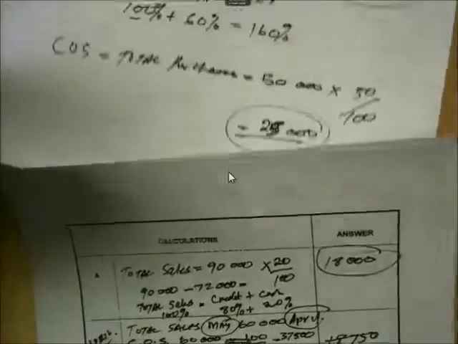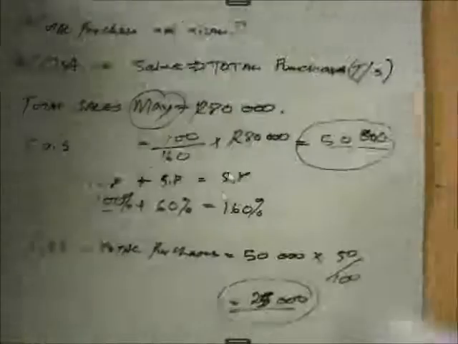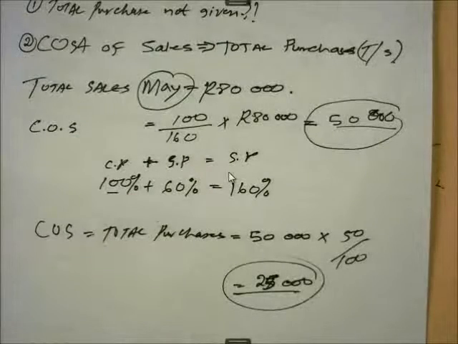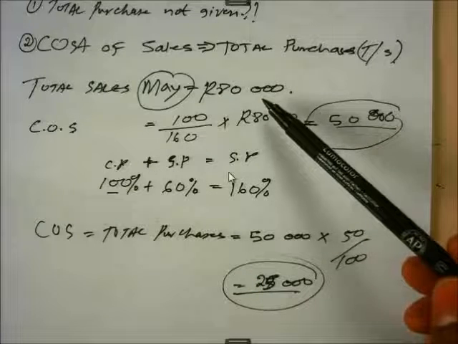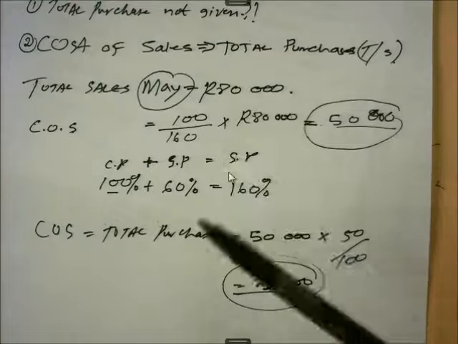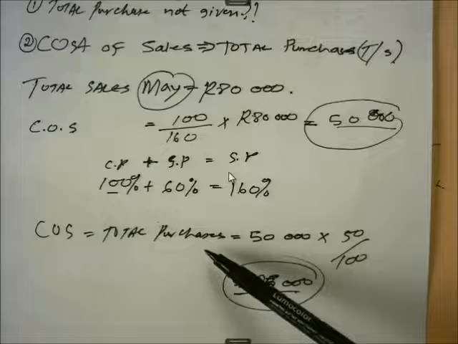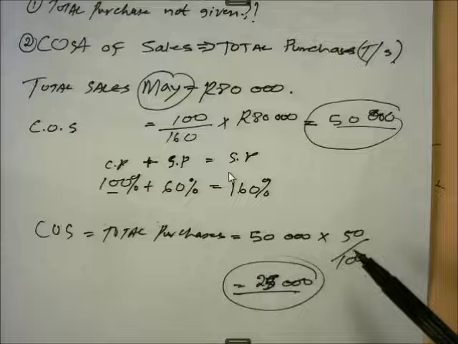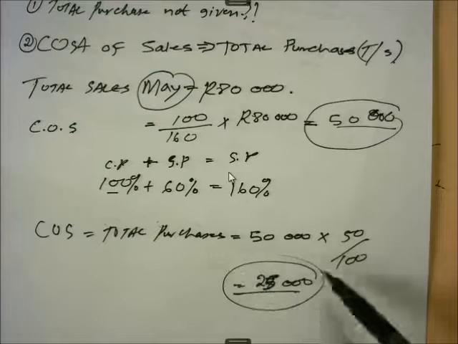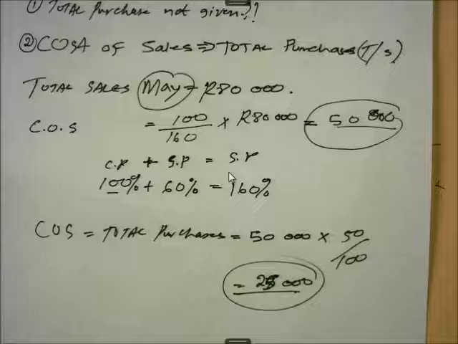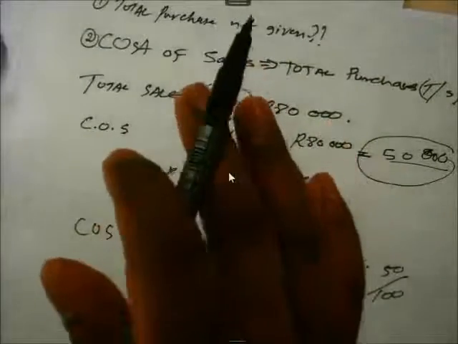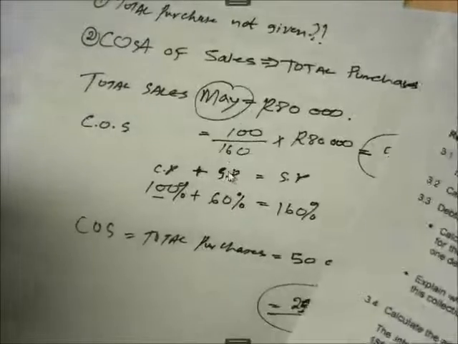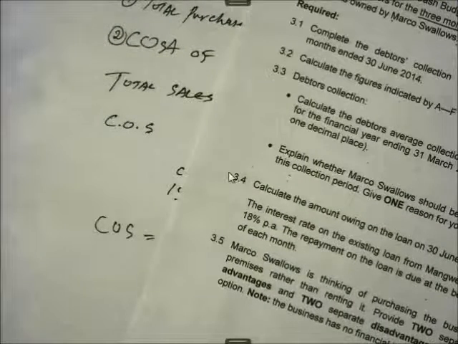Now, let us go to question number C. I hope this calculation makes it clearer. The first thing that you do is you calculate your cost of sales from your sales. Then that will give you total purchases. And then we are told that cash purchases is 50% of total purchases. I hope that makes things much clearer to you. Right. And then we must calculate C.